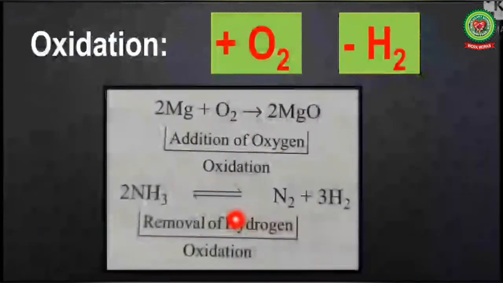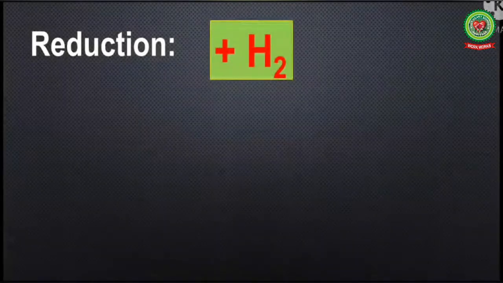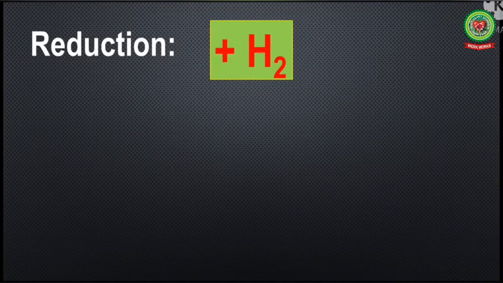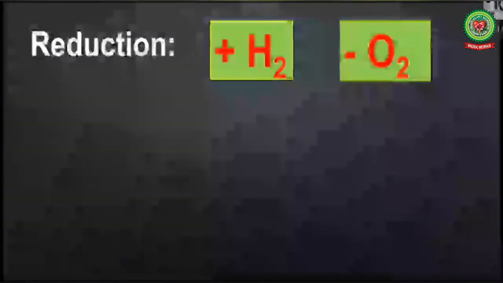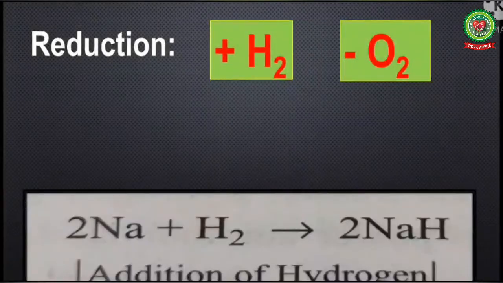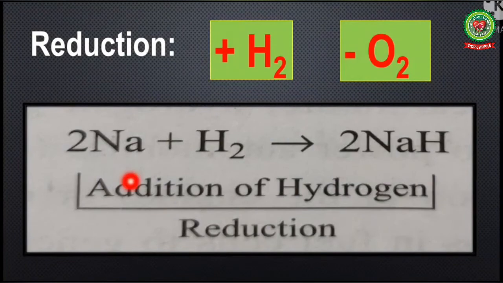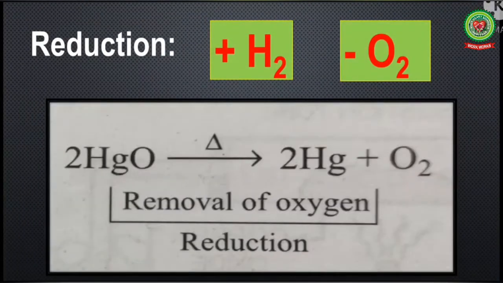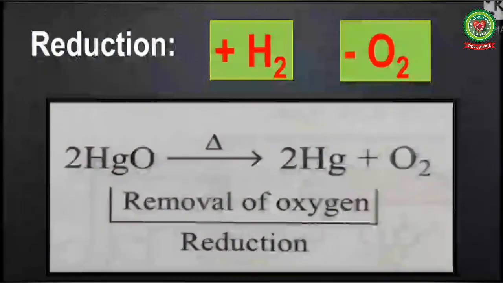oxidation reaction. Reduction. The process of addition of hydrogen to a substance or removal of oxygen from a substance is called reduction reaction. For example, in this reaction, sodium is converted to sodium hydride by addition of hydrogen, so this is a reduction reaction. Similarly, in this reaction, mercuric oxide is converted into mercury by removal of oxygen, so this is also a reduction reaction.